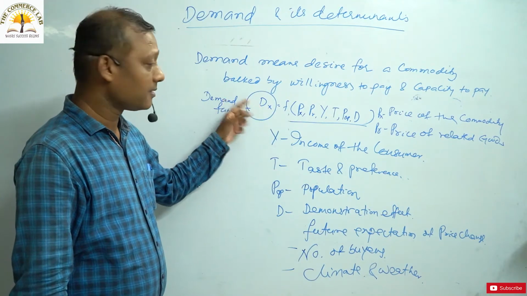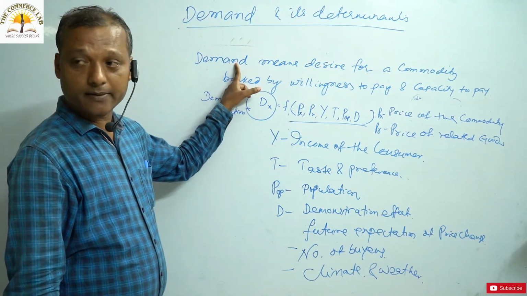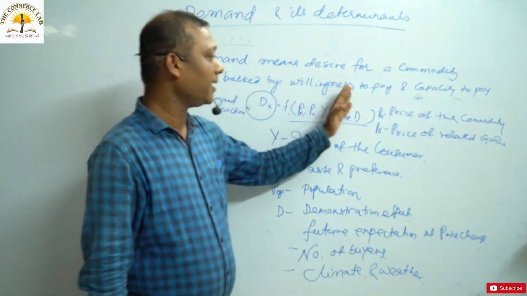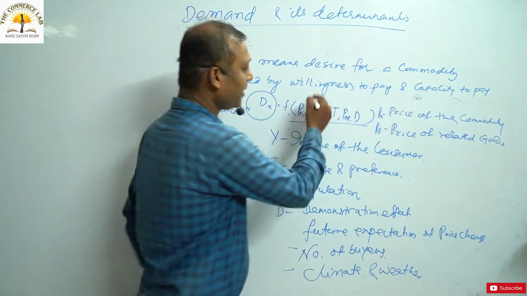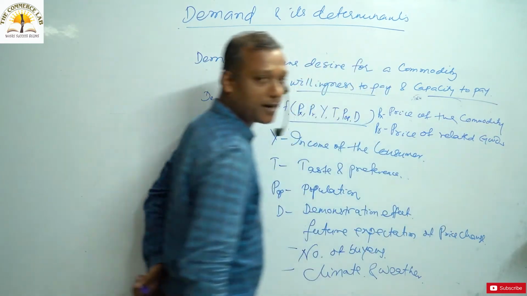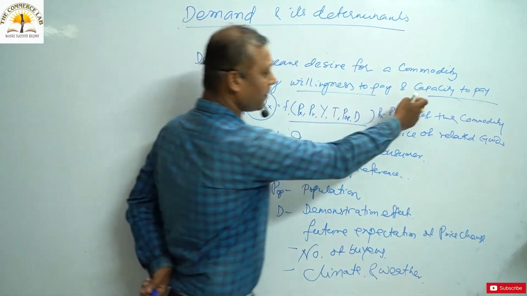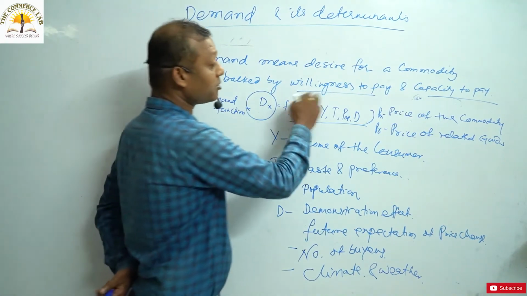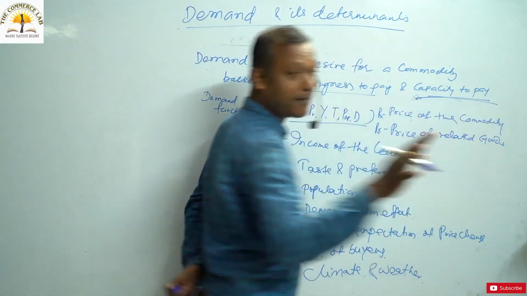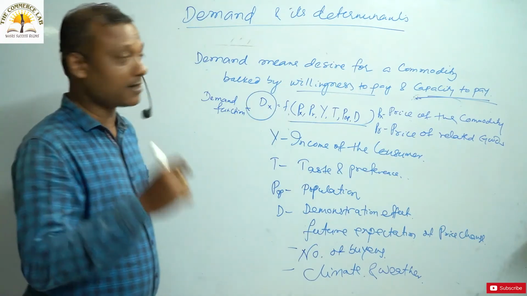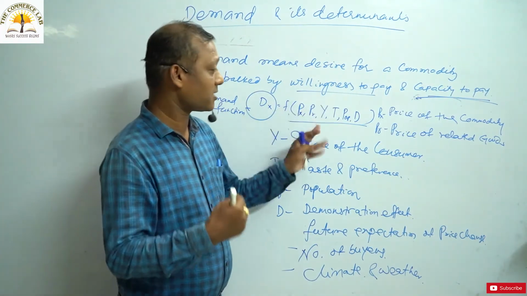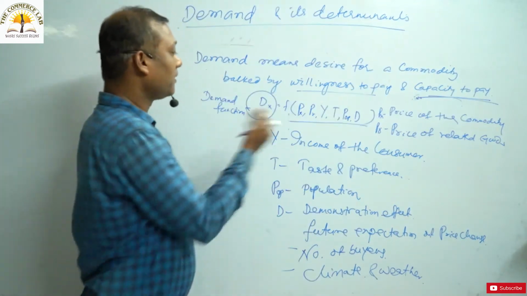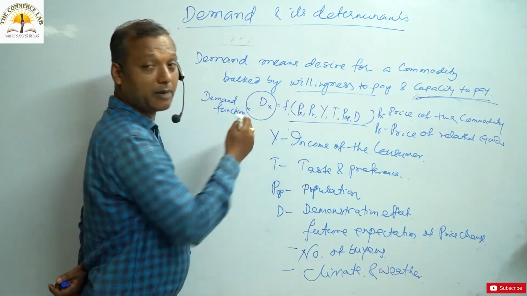Demand is influenced by several factors. First of all, we have understood what demand is. Demand simply means desire for a commodity backed by willingness to pay and capacity to pay. Here, these two things are important. If a person has willingness to pay but no capacity to pay, demand cannot be fulfilled. So if he wants to fulfill his demand, he must have willingness to pay and capacity to pay. You understood? Chalo.